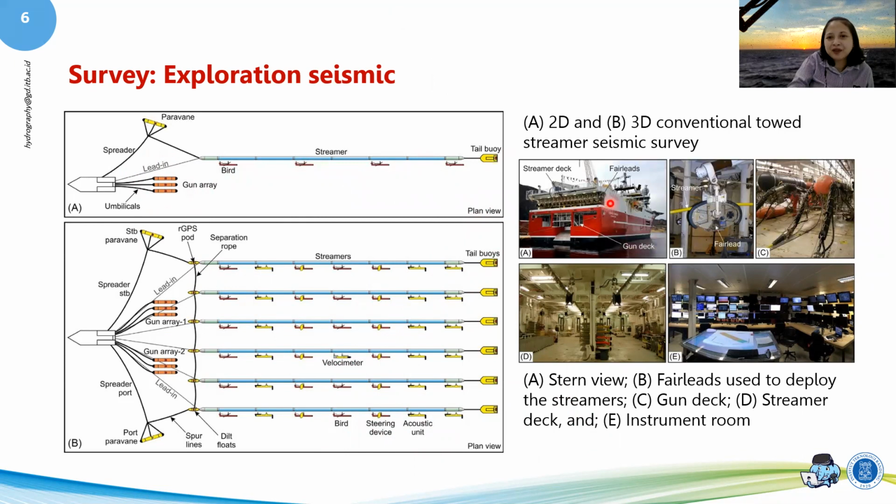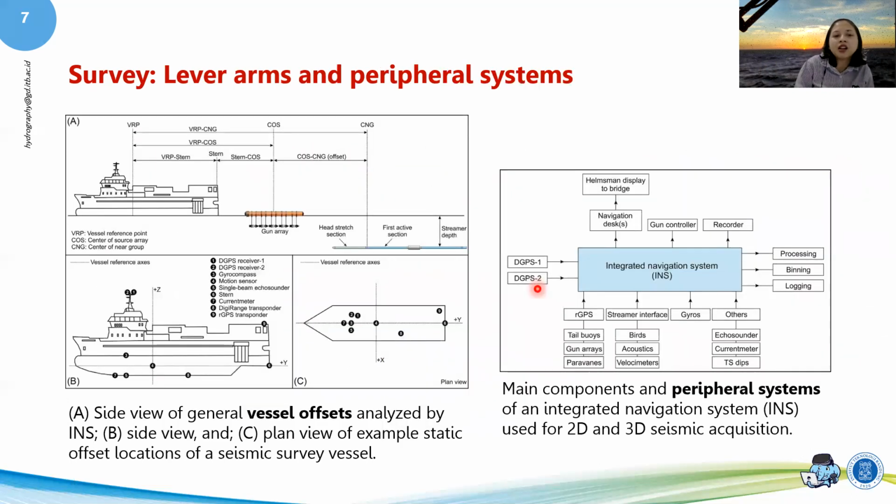And this is the stern view. So you've got the streamer decks, you've got the fairleads that look like that. And then you've got the gun deck. This is the guns, and this is how it looks at the streamer deck, which is that one. And you've got the instrument room with a lot of screens. It looks so fun. And these are actually your sound receivers. There are lots of hydrophones on the streamer.